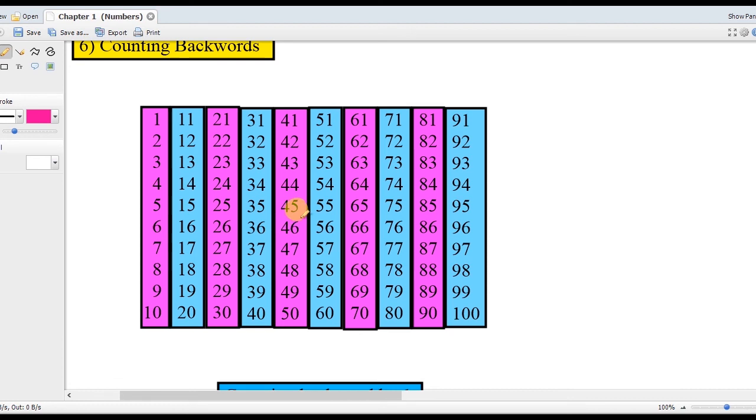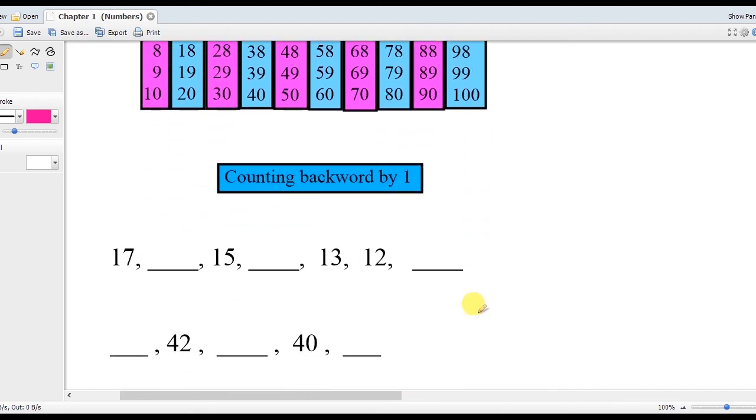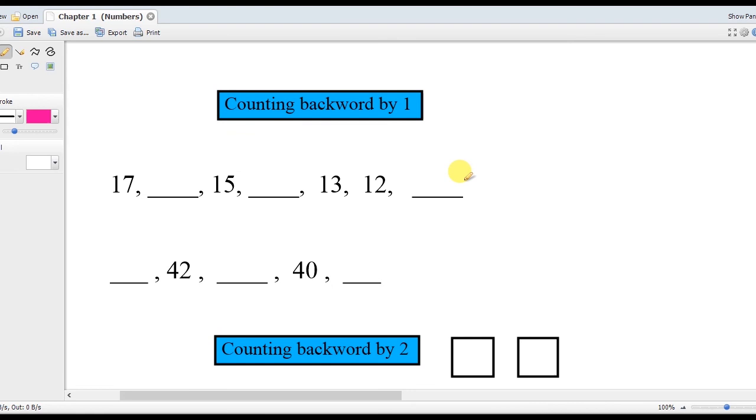Okay, so you need to practice counting the numbers forward as well as backward, right? So now, counting backward by 1. What number comes before 17? That is 16. Excellent. 15. What number comes before 15? 14. Yes. 13, 12, and then we have 11.